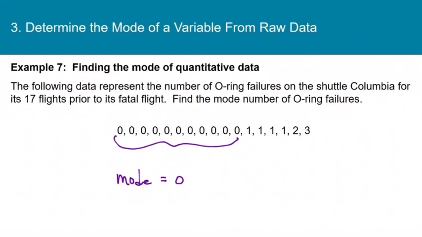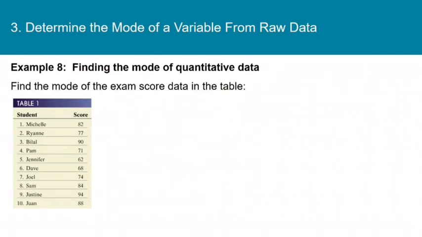Some people might mistakenly try to say that 1 is also a mode, but 1 does not occur as many times as 0, so we would not say that 1 is a mode. Now let's try to find the mode of this data set.